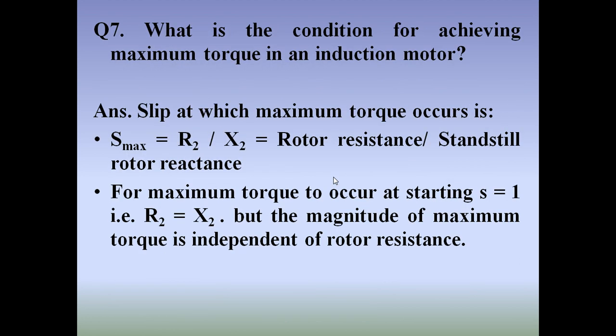Question number 7. What is the condition for achieving maximum torque in an induction motor? The slip at which maximum torque occurs is S maximum equal to R2 divided by X2, where R2 is the rotor resistance and X2 is the standstill rotor reactance. For maximum torque at starting, S equals 1, that is, R2 equals X2.